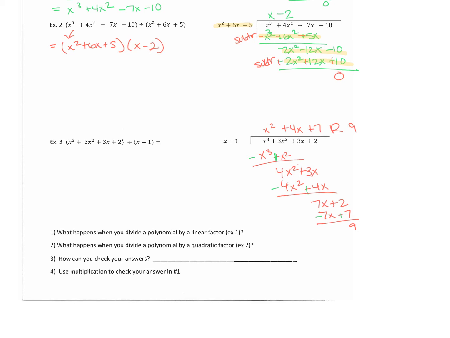Welcome back. How'd you do? Did you get 9 as your remainder? I think the key step is to make sure after you multiply that you subtract. And in this problem, I showed my subtraction in green. So you have to make sure that you subtract both your terms. That means you have to change the sign. It's a really key step.